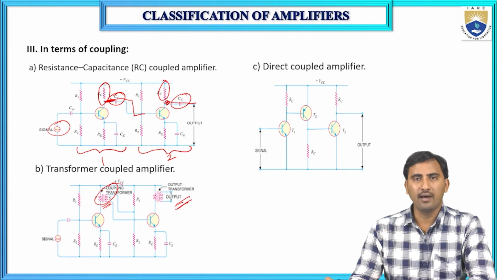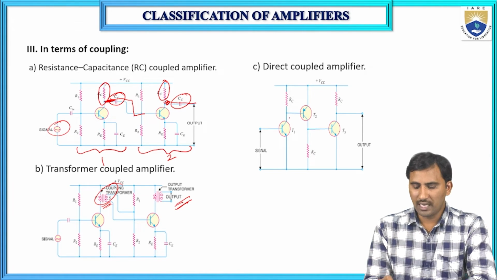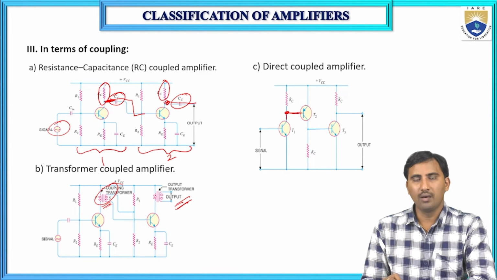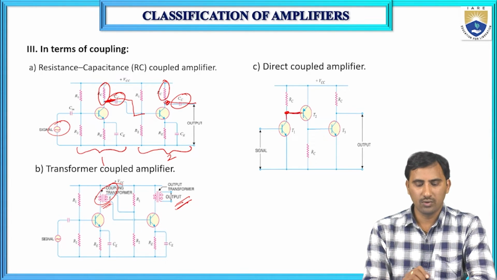So in direct coupled amplifier, we are not going to use any type of coupling elements. In the first category, we have used resistor and capacitor. In the second category, we have used transformer. But in this third method, we are not going to use any such coupling elements. So that means the output of the first stage, we are giving directly to the input of the second stage. So that's why it is called direct coupled amplifier. So these are the classification of amplifiers based on the coupling.